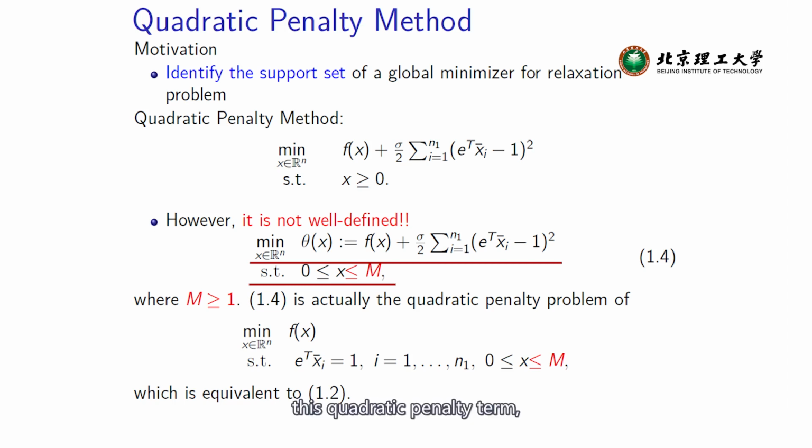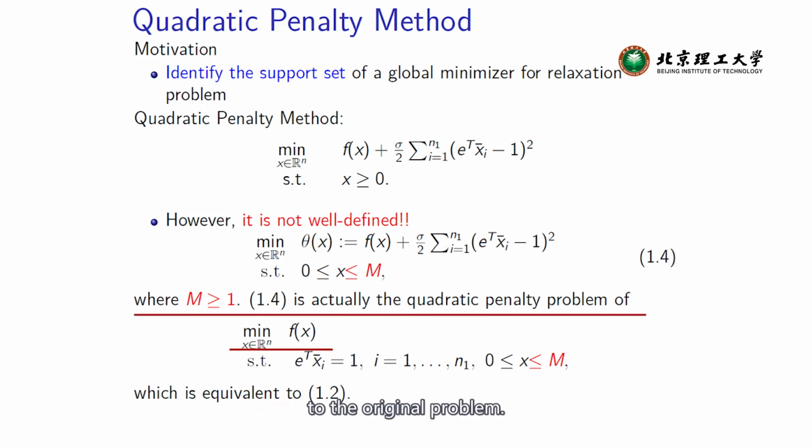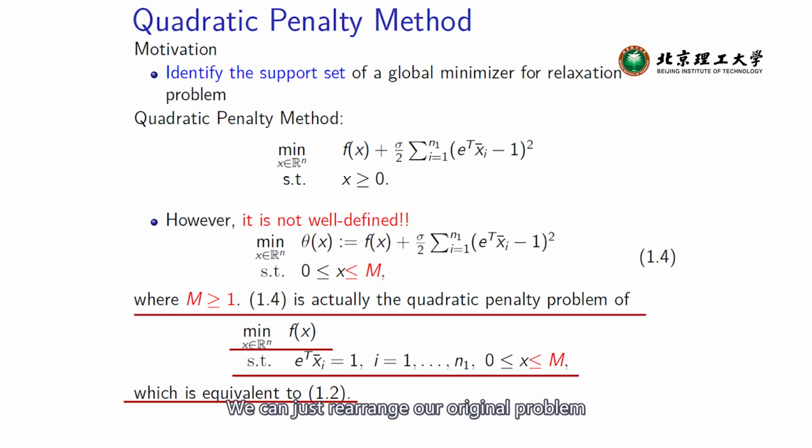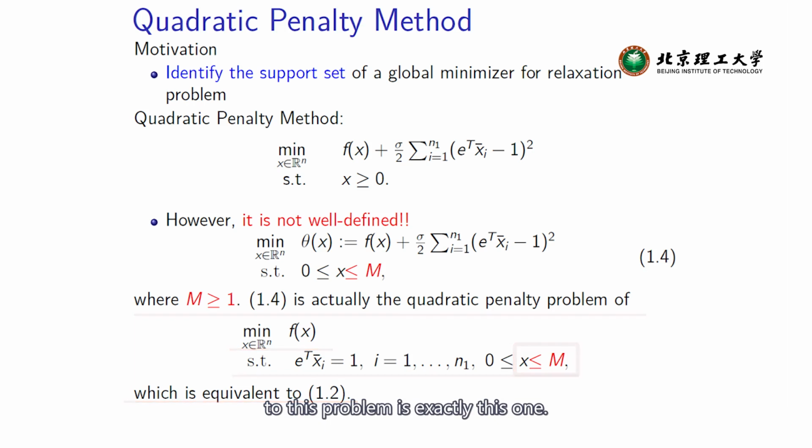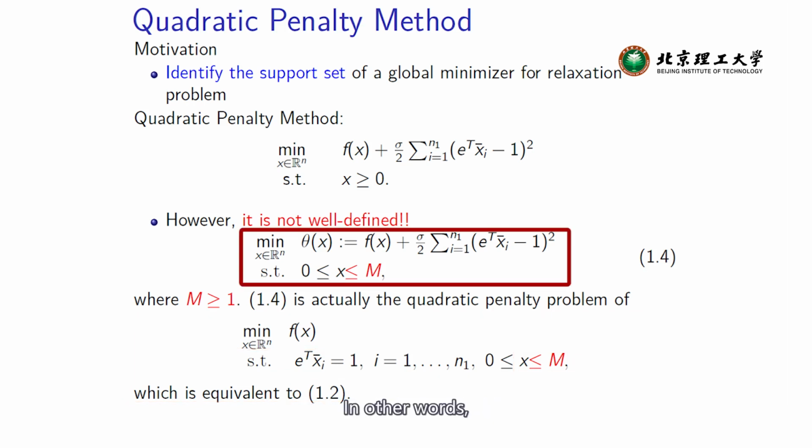Actually, this quadratic penalty function is the quadratic penalty function of the original problem, okay? We can just rearrange our original problem by putting an upper bound here. This m is greater than or equal to 1. Therefore, this constraint is equivalent to x between 0 and 1, okay? Therefore, the quadratic penalty method for this problem is exactly this one, okay? In other words, when we solve the subproblem, we solve this subproblem instead, all right? This is well defined.